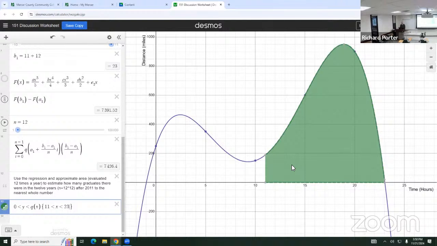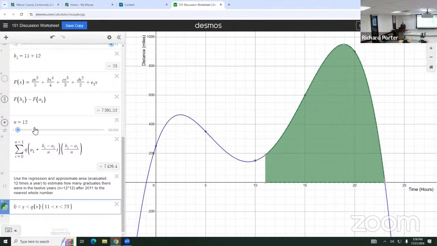The question you have to ask yourself is, they're asking you to use the regression to approximate the area to estimate how many graduates there are in those 12 years. Do you graduate more than once? If you graduate from Mercer in 2024, do you also graduate in 2025 or 2026? No. So since this is adding up graduates, I would say we just want the area. We don't have to worry about anything else. If it were the population of the school, we'd have a problem, because that would not tell us the number of people in the school. It would just tell us the number of graduates.